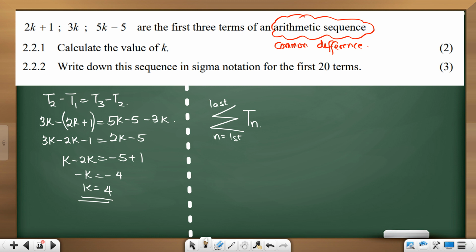Okay, write down the sigma notation for the first 20 terms. Already I know my n is 1 up to 20. The question is, what is Tn? It's not easy to get Tn just by looking at that equation. You need to change everything into numbers. What's the first one? 9. Okay. 9, 12, 15. What's your common difference? 3. Do you know I can get my Tn like this straight without even calculating?